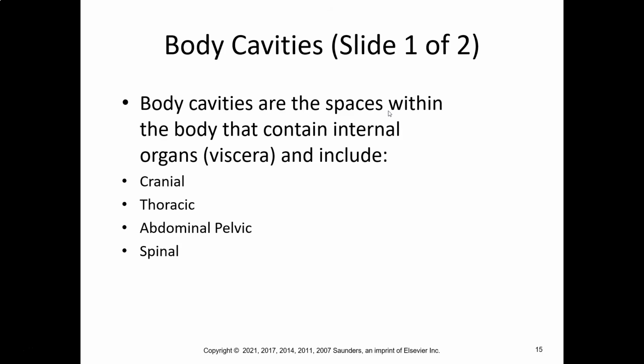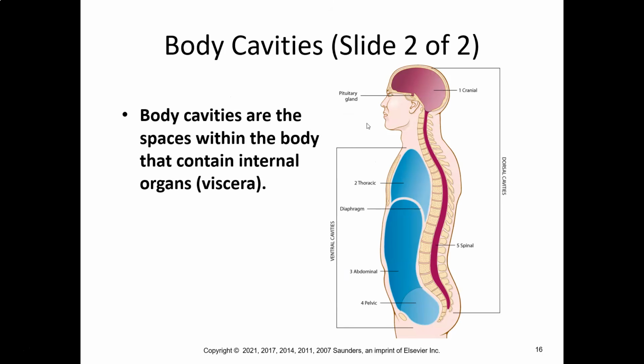Body cavities are spaces within the body that contain internal organs or viscera and include cranial, thoracic, abdominal, pelvic, and the spinal cavity. So if you look at this, the cranial cavity, well, what do you think sits in the cranial cavity? The brain. Here's the pituitary gland. Okay. Here's the thoracic cavity. What do you think sits in the thoracic cavity? The heart and the lungs. There's the diaphragm.